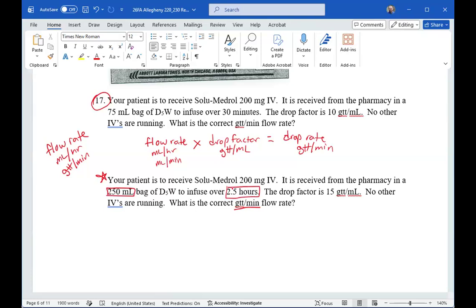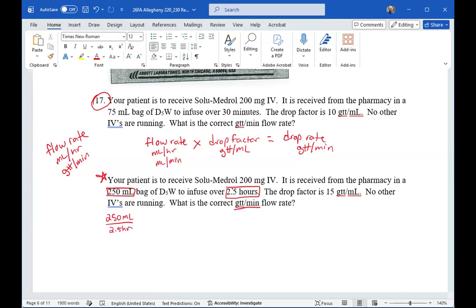So that's the first thing. Okay, so I can do a couple of things here. I can take my 250 ml. I could put this over 2.5 hours, which is how I'm going to write it first. And then that's my flow rate.